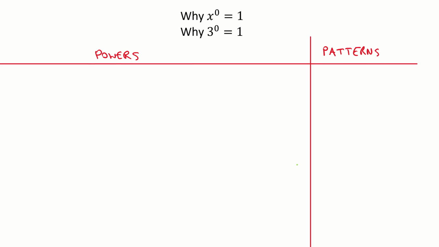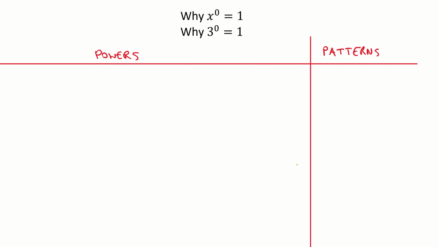Let's look at why it is that x to the power of 0 is equal to 1, or for that matter, any number to the power of 0. Say for instance 3 to the power of 0 is equal to 1. We're going to prove this two ways. Our first way is going to use rules of logs and powers, and the second way we're going to use patterns. So let's begin with a basic example.